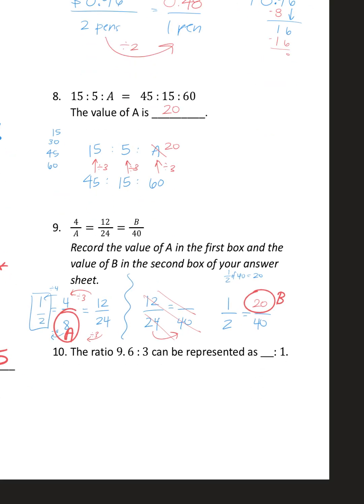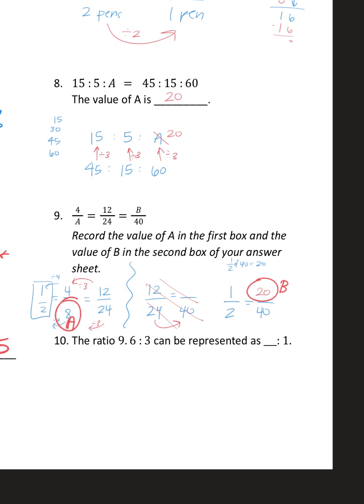Lastly, the ratio 9.6 to 3. This one tripped a lot of us up, I think just because there was a decimal and a ratio. So 2 terms, 9.6 is on the left, 3 is on the right. Can also be represented as, is a fancy way to say equals, an unknown to 1. So again, making sure that our values are on the right side. So second term matches second term.